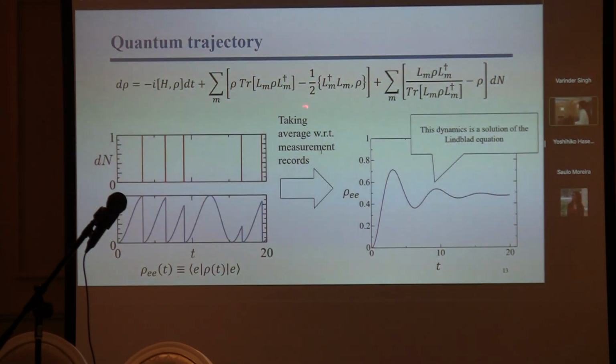So the quantum trajectories, this is an example of some quantum trajectory. So we have, this is a measurement record. So here's the jump. And depending on this jump event, the trajectory is given like this one. And taking the average with respect to measurement records, we have this dynamics, and this dynamics is governed by the original Lindblad equation.